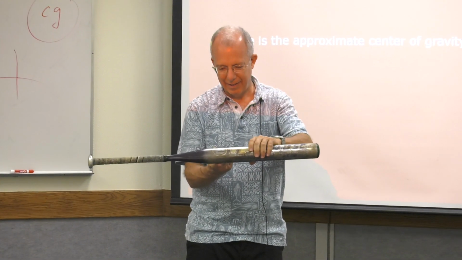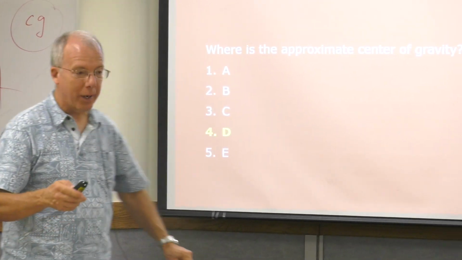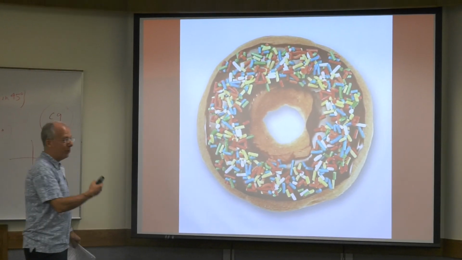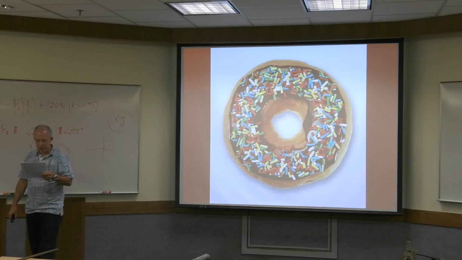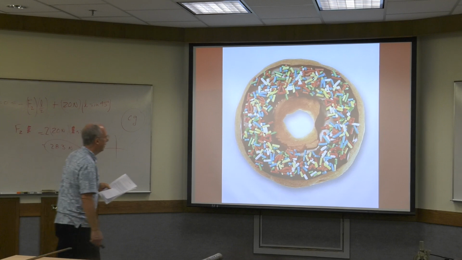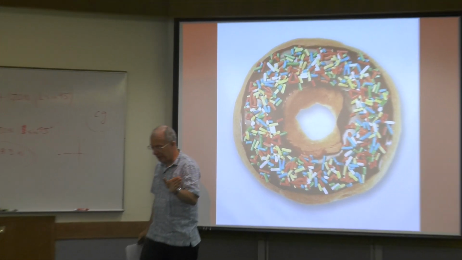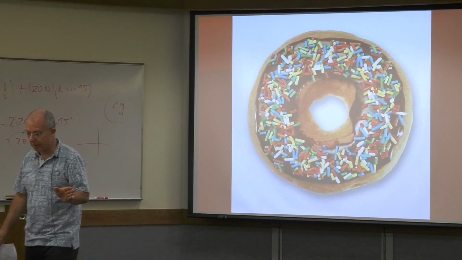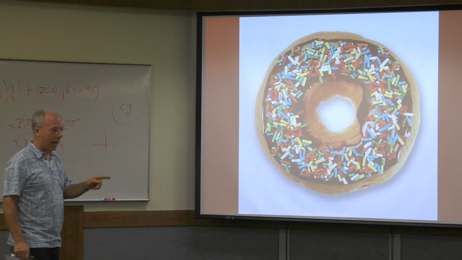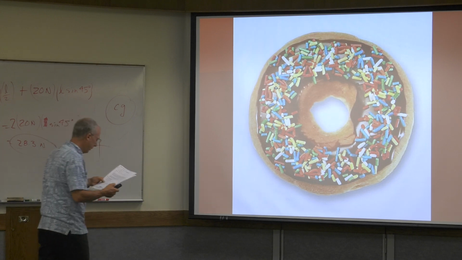Okay, somewhere there. Okay. All right, but here's one for you. Here's a donut. Where do you suppose the donut center of gravity is? Right here. All right, so the reason I showed you that photograph is sometimes the center of gravity is not part of the object. Okay, it's outside the object.